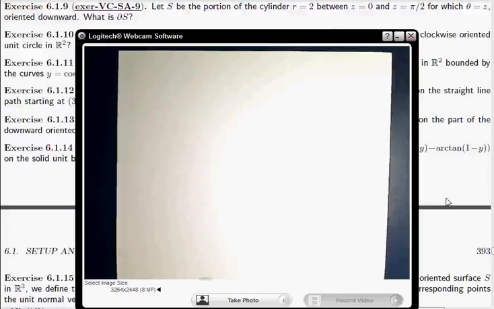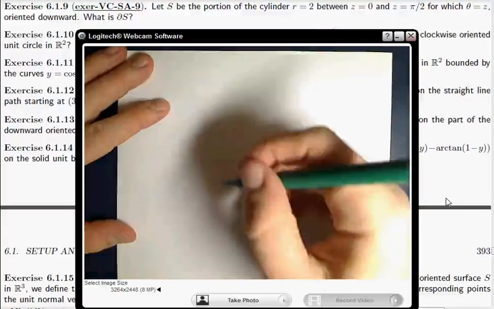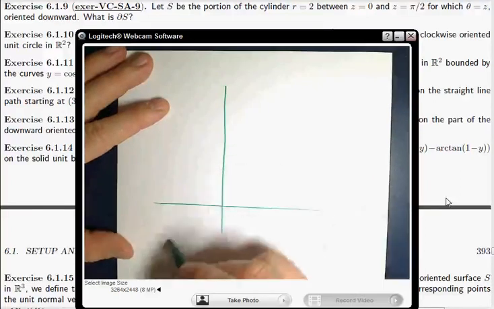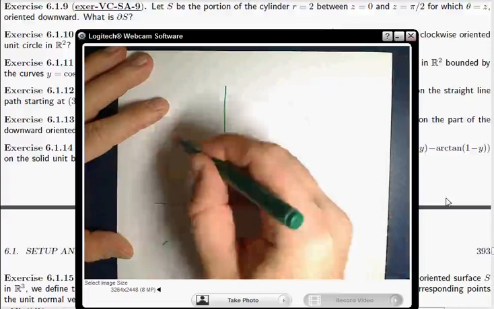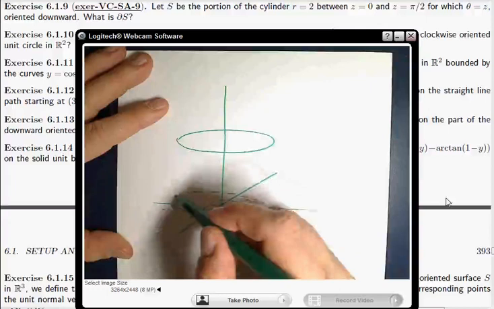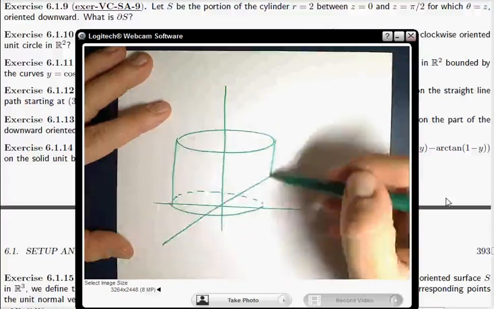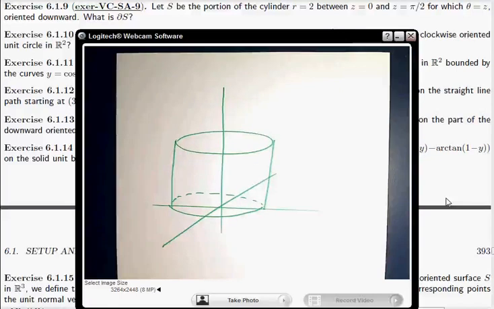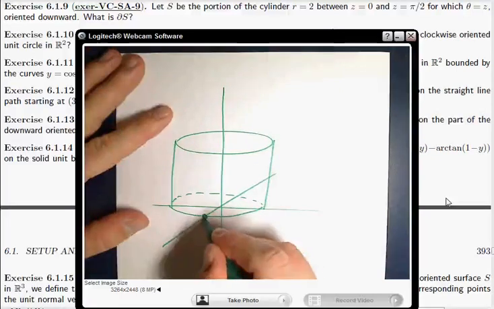Okay, so S is part of a cylinder here in R^3, part of a cylinder, and specifically I want theta to equal z. So let's draw this part of the picture here. Here's our cylinder. And let's draw on this cylinder theta equals z. Well, what that says is that as theta increases, z needs to increase. So we'll start with theta equals 0, z equals 0. That's that point on the cylinder.